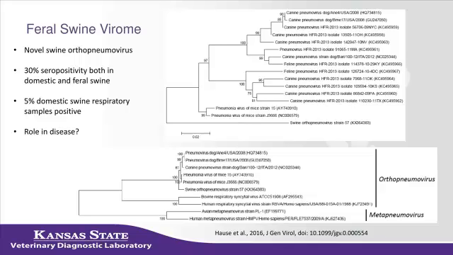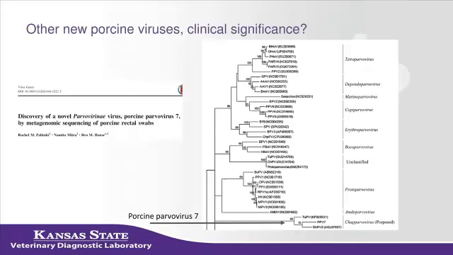So really the question is, what does this virus do? It fits in a family where they all cause respiratory disease. We've got evidence that this virus is in both wild as well as domestic pigs, but apart from that, we have no idea. So again, next-gen sequencing does a great job finding things for us to continue the research.